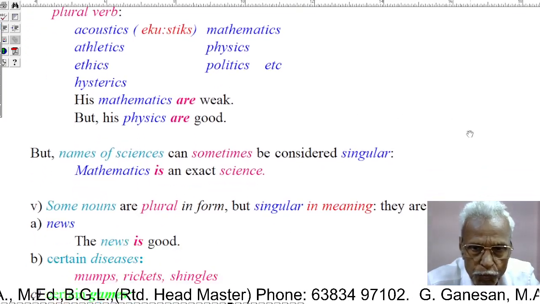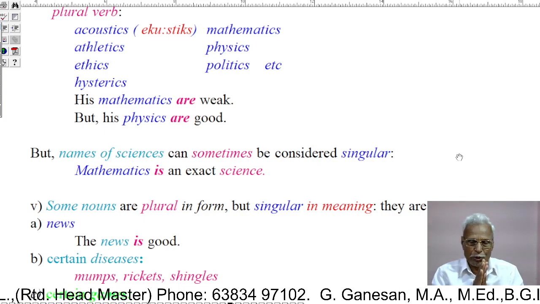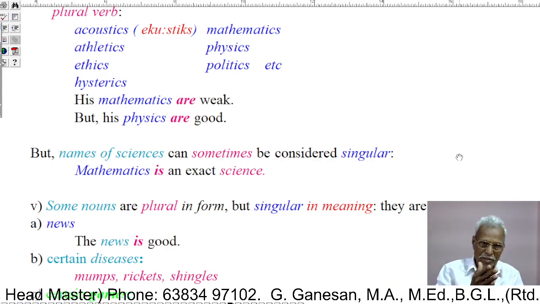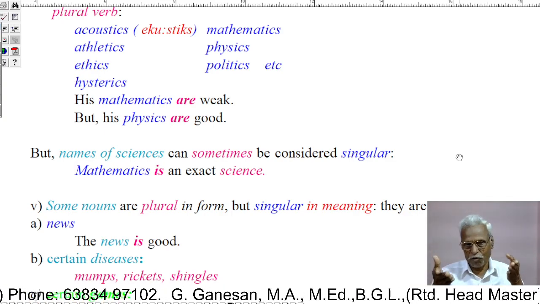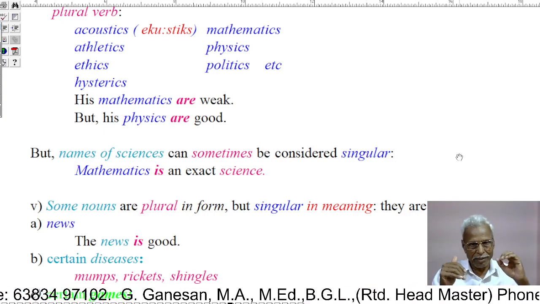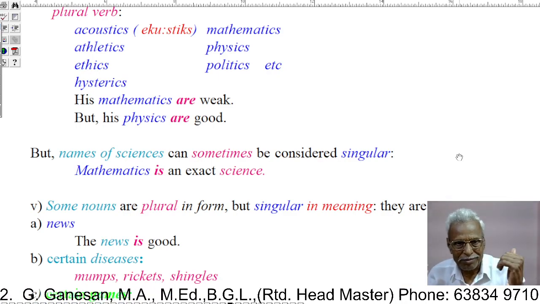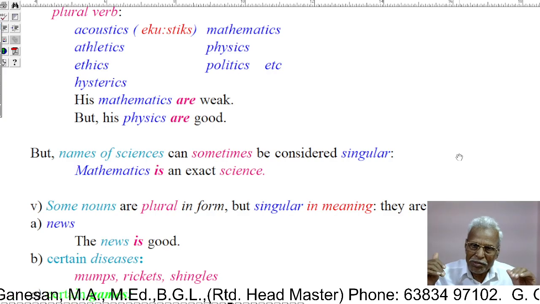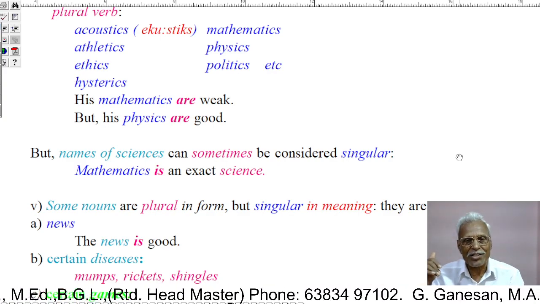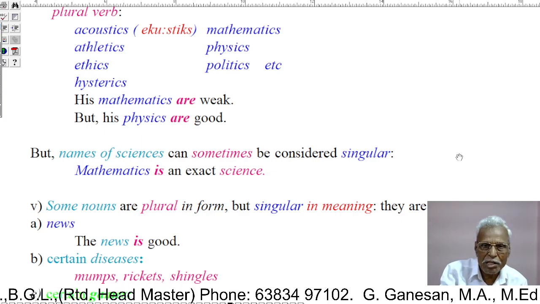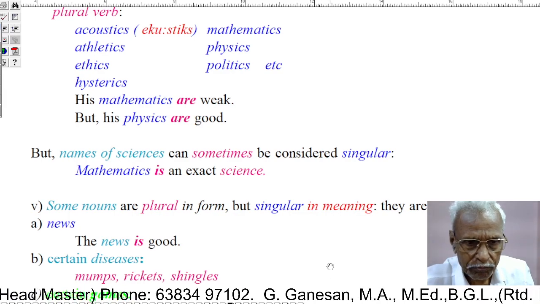But names of sciences can sometimes be considered singular. Names of sciences sometimes can be considered as singular. For example, mathematics here is taken as a singular. Mathematics is an exact science. Mathematics is a part of science. Mathematics is an exact science. Here mathematics has been used as a singular. So sometimes in science we can use them.